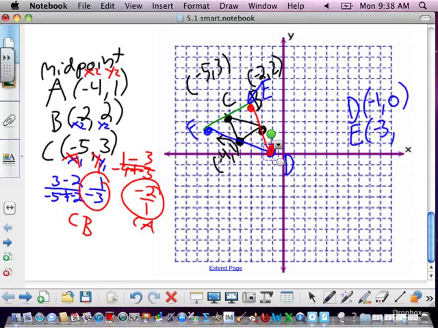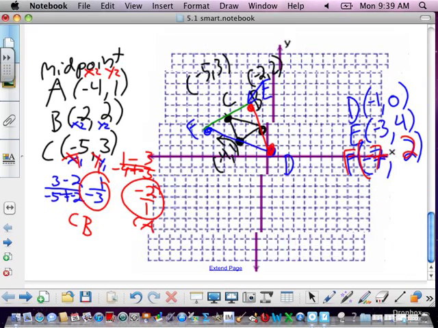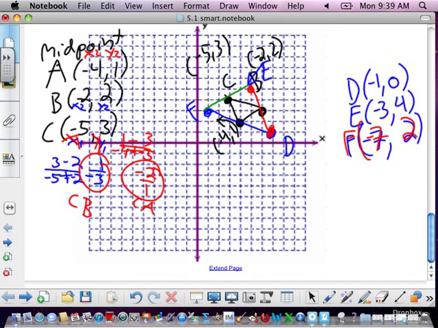Up 1, 2, 3, 4. And F is 1, 2, 3, 4, 5, 6, 7. Negative 7, 2. Can you guys read any of that right there? Because it's red. Because it's blue. Is this better? Not really. Okay. Let's see if I can. Oh. There you go. Now the graph's not right, but you can see the numbers.